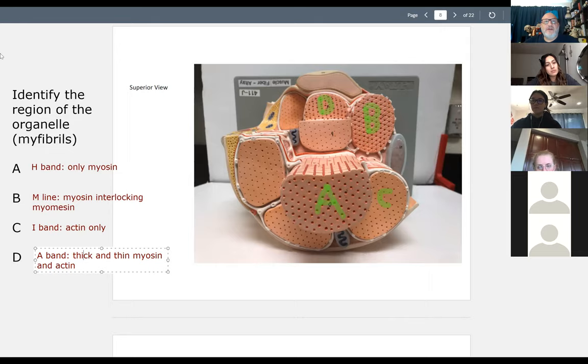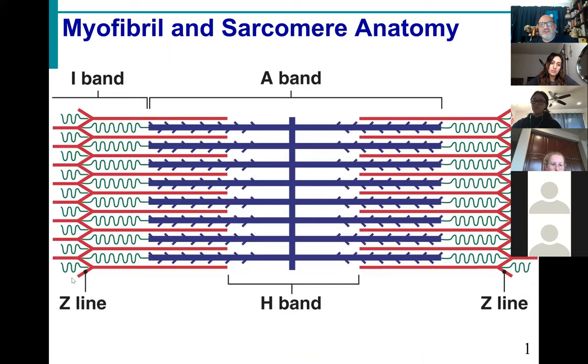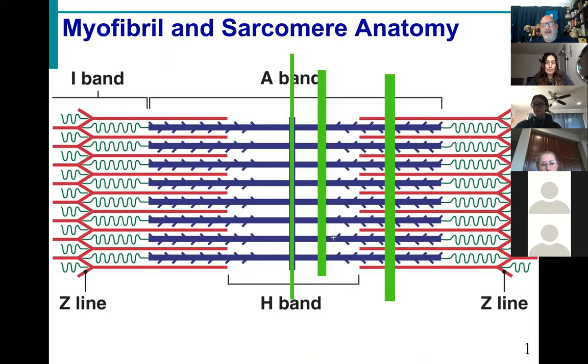Excellent. Notice the models show this really great. The illustrations from your textbook show this really great. But notice also, here's another illustration that does a great job of showing this. So again, M line is where the myomesin is, right on the midline. I was trying to make it thinner so that we could see the myomesin. There we go. Perfect. H band is the part that just has myosin. A band has the overlapping. Notice the M line and the H band are inside the A band. I band and Z line, we have all of those.